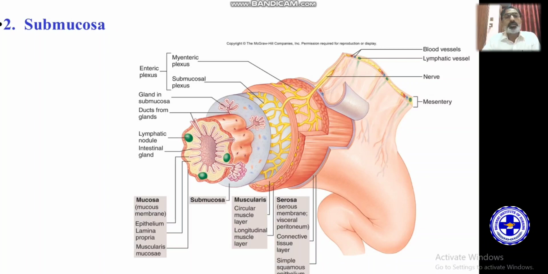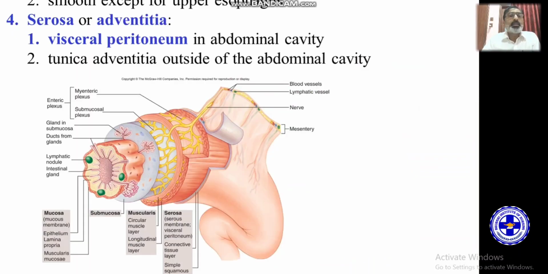So histology starts either from in to out or from out to in. The wall of the gut is actually composed of four layers. One is the mucosa from inside, if we consider it that way, then the submucosa, then the muscularis, and the fourth one, which is the outer layer, is called serosa.